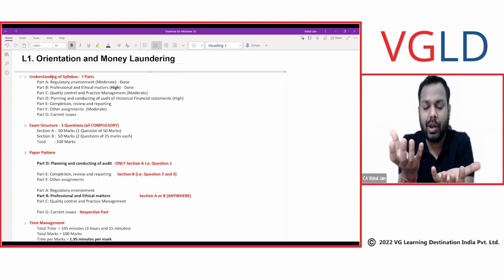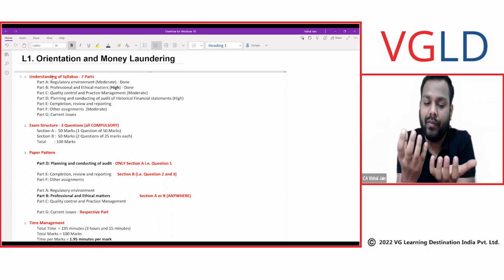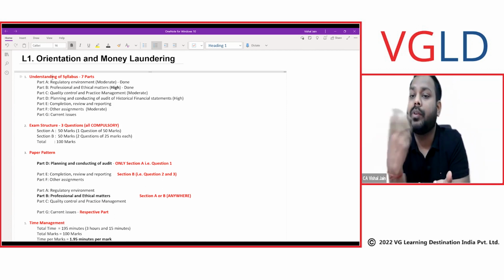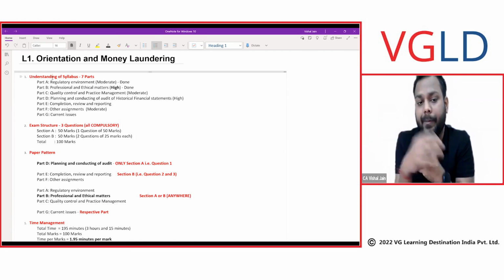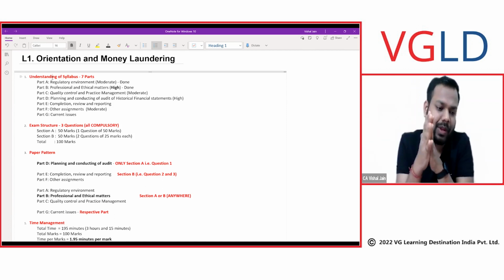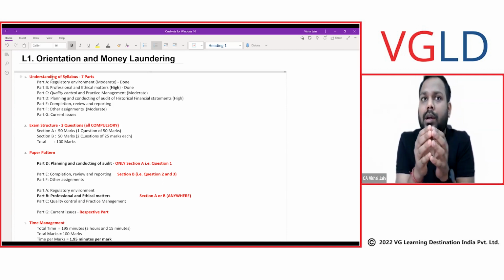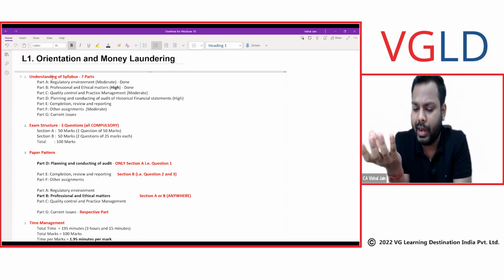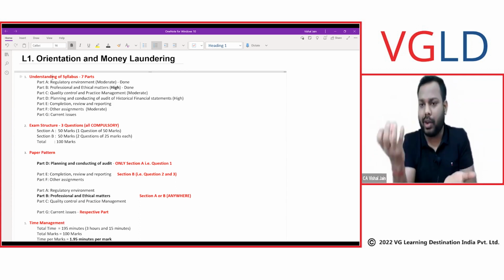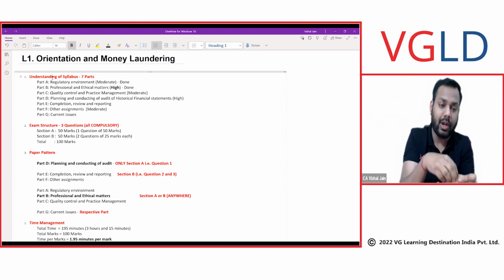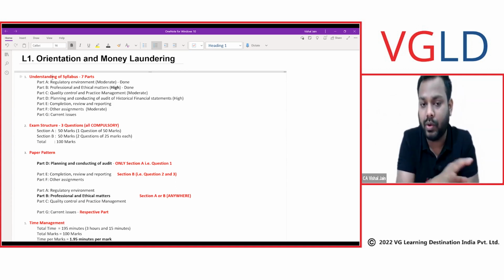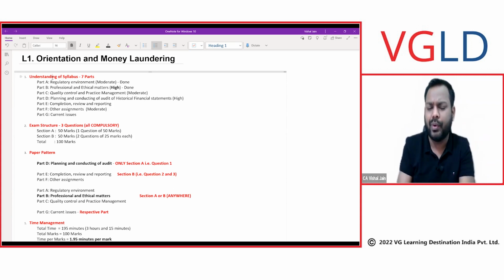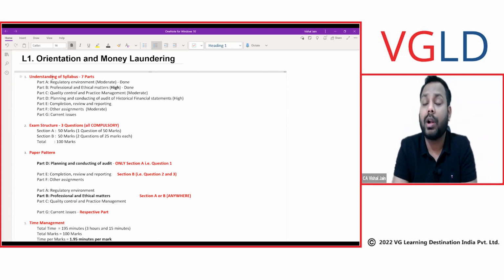So in AAA, the knowledge that you have to gain is very less. The practice that you have to do is very, very high. You will see when I draft the answers in the class that the knowledge which I'm giving in the class, I will just apply to the questions I write. I will not write the provisions of any standard. Might be in a few chapters I will, but not in all the chapters. I can say 90% of chapters I will not be doing that.